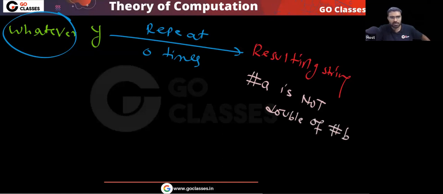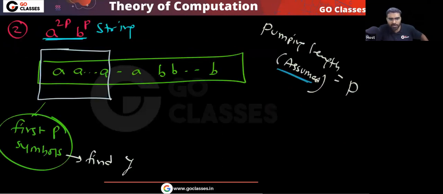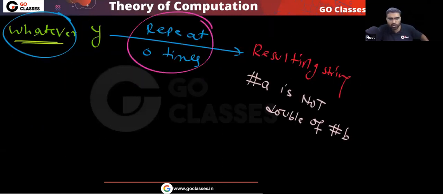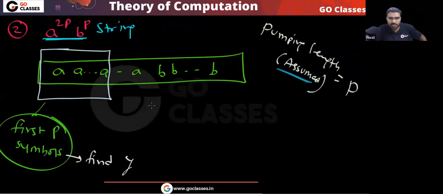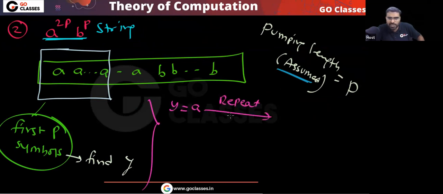Agree with me? See, whatever Y you take, if you repeat that Y 0 times, let me give you one example. If I take Y equal to A and I repeat it 0 times, what string will I get? I will get A power 2P minus 1, B power P. Does it belong to L? It does not belong to L.